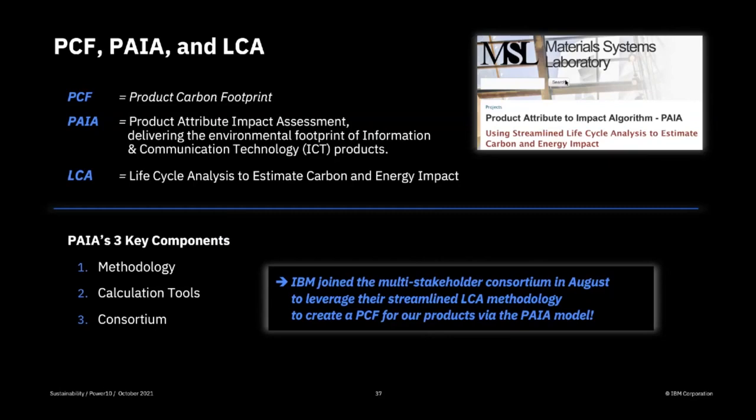When I started researching this, I quickly found another acronym, which is PAIA, which stands for Product Attribute Impact Assessment, which is actually a project that was started by the MIT, the Massachusetts Institute of Technology, and their Material Systems Lab, and is an industry-led research initiative that simplifies that difficult task that we talked about of conducting another acronym, LCA, which is a life cycle analysis. These PAIA tools and methodology are primarily being used for greenhouse gases, but are not restricted to it. And broadly speaking, the objective is to develop information on the carbon impact of products based on their component parts.